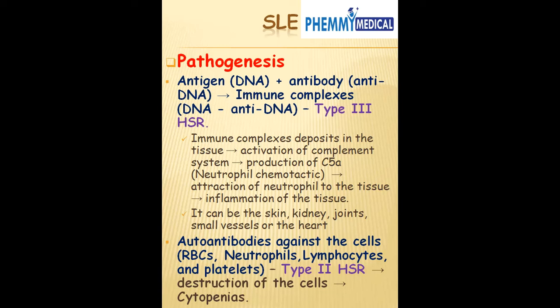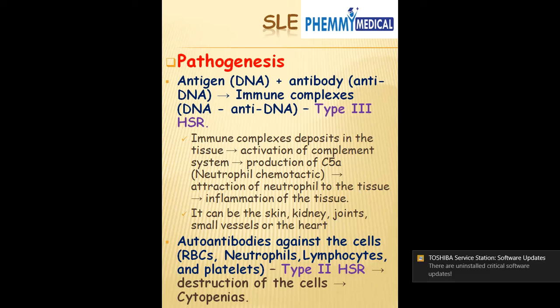Also, like I said, SLE is explained by type 2 hypersensitivity reaction, which is antibody against the cell, and this may be against RBCs, neutrophils, lymphocytes, and platelets. This can lead to destruction of these cells, and that can lead to cytopenia. There are different ways that these cells can be destroyed depending on which antibody we're talking about. Are we talking about IgG or IgM? And don't forget, IgG is one of the opsonins that we have. Remember, there are two major opsonins: IgG and C3b.